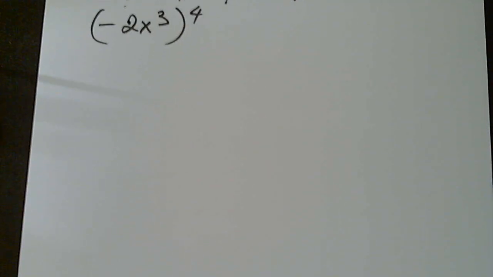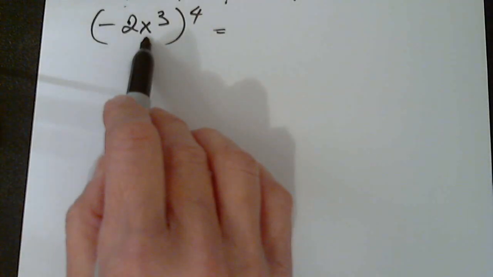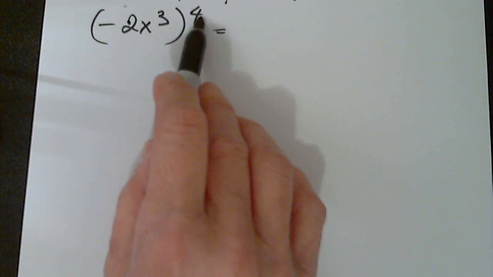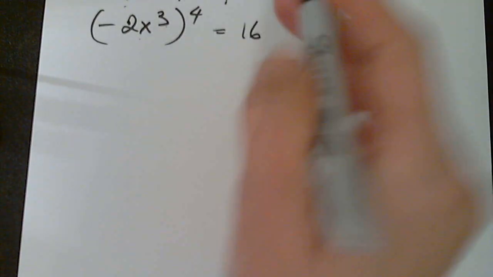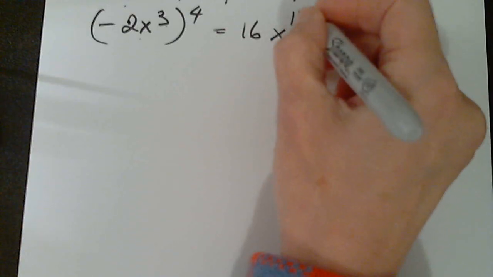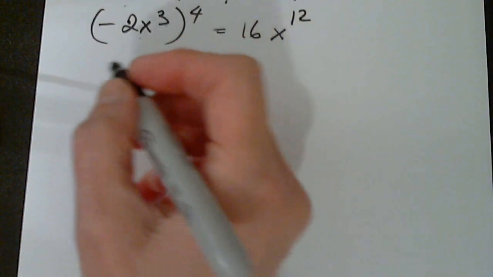Here we have 3 factors. All these 3 factors have to be raised to the 4th power. Negative 1 to the 4th power is 1. 2 to the 4th power is 16. X to the 3rd to the 4th power, we copy the base and multiply the exponents. Again, stop me anytime if you have any questions.